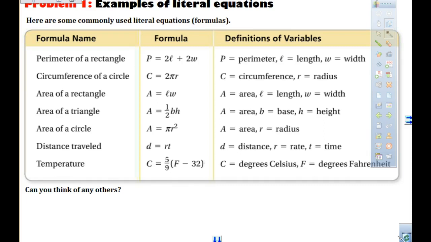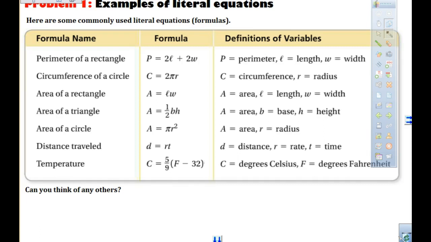So they gave us the first one in the video. Perimeter equals 2L plus 2W. Circumference is equal to pi times diameter. Length times width is area. Area of a triangle, 1/2 base and height. We used that one earlier this year. Area of a circle, pi radius squared.